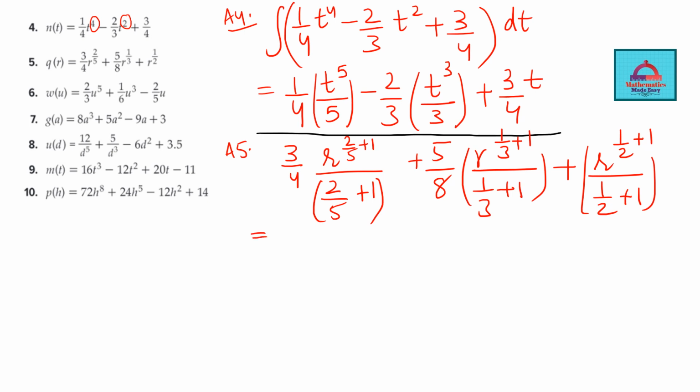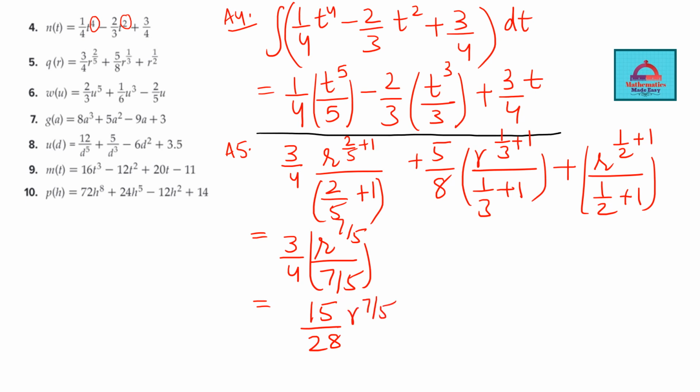So this is going to be 3 by 4. The power here becomes, when you take 2 by 5 plus 1, the power becomes 7 by 5. And this here also is 7 by 5. So in the next step, 7 by 5 reciprocal will become 5 by 7. So when you multiply, this will come out to be 15 over 28 r to the power 7 by 5.